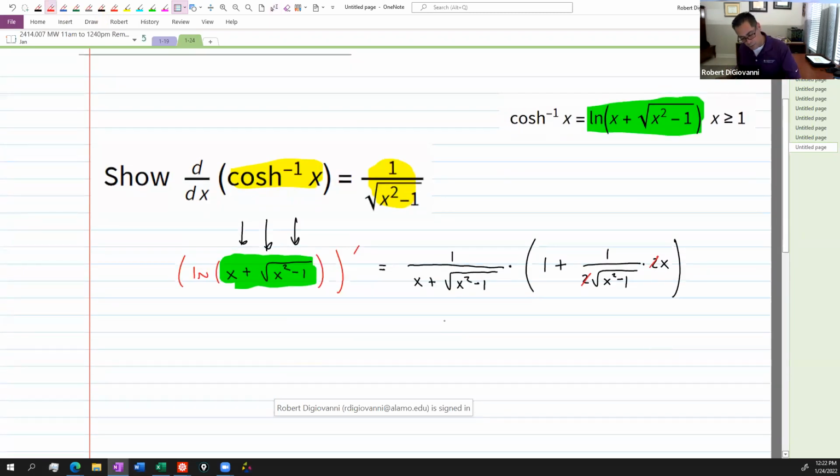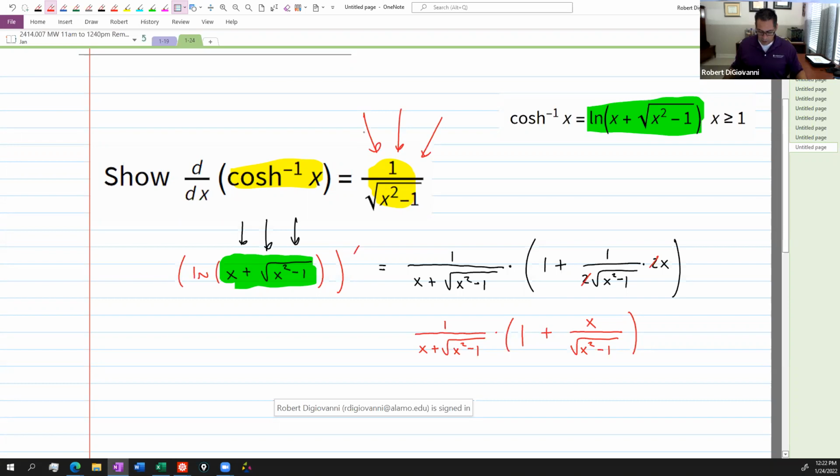And we're left with 1 over x plus the square root of x squared minus 1 times, what's over here? Times 1 plus x over the square root of x squared minus 1. Like that. I'm supposed to show that it's equal to this, right?